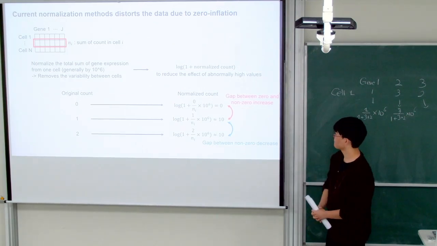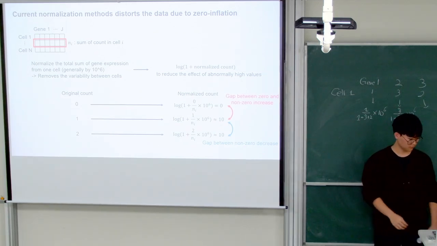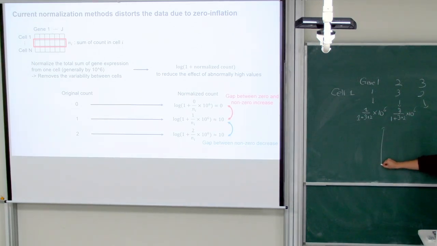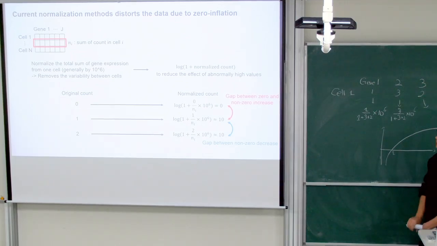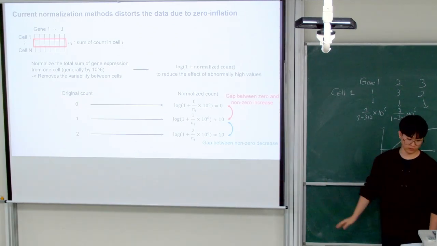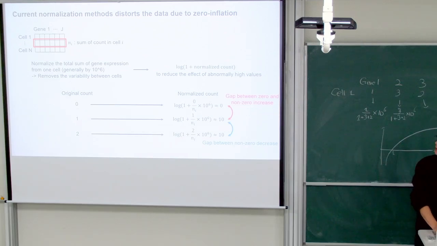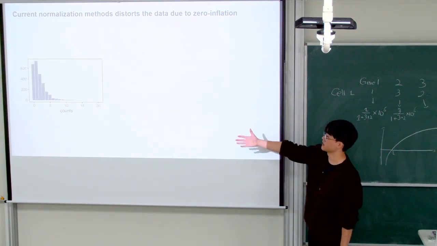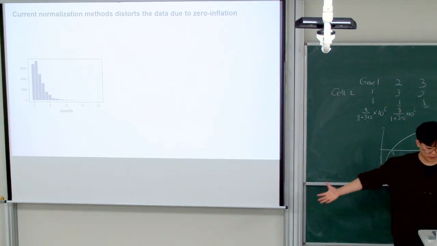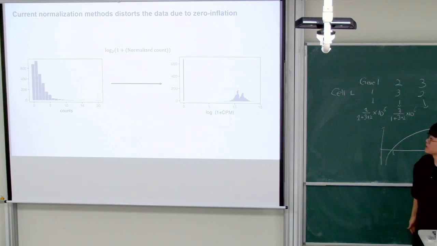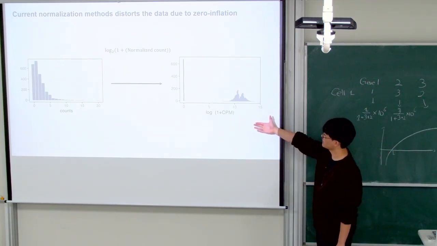Everyone think about the log function shape. How does it look? Rapidly increasing and then saturating. And then we multiply by 10 to the 6, which means we are at the very right side. So when we look at the original data, the probability distribution is like this form. But when we do the log normalization, we get this kind of result.